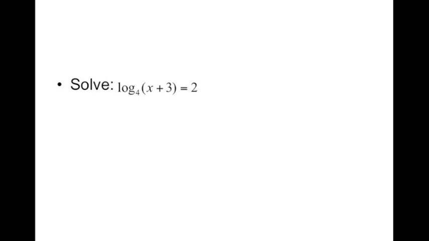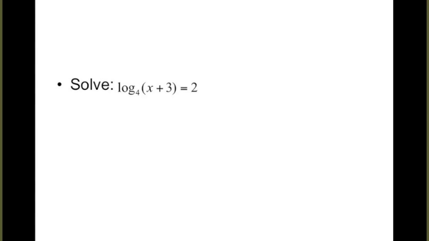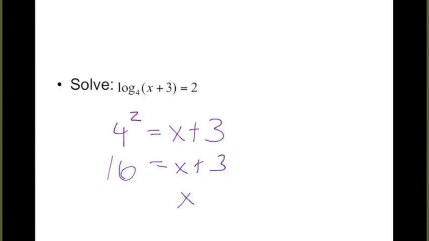Okay, this one has only one log. It is already alone. There's nothing else going on in this equation except for the one single log. So we're ready to rewrite it as an exponential. 4, and the other stuff switches sides. To the power of 2 equals x plus 3. 4 squared is 16. Subtract and we get 13. And if we plug that back in, it works out just fine.